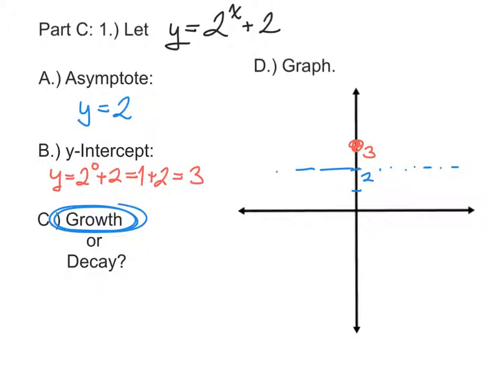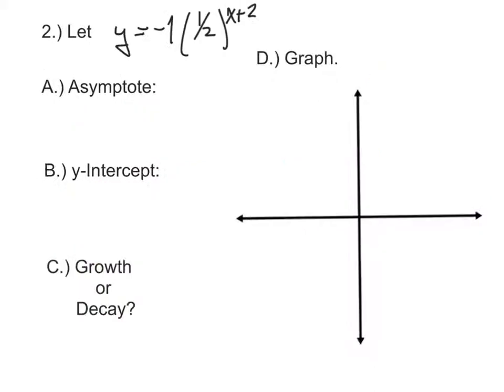Since this is exponential growth, it's going to grow away from the asymptote. So make a nice little curve. Don't let your curve cross the asymptote. And there's a really good graph. So let's do one more that's a little bit different.